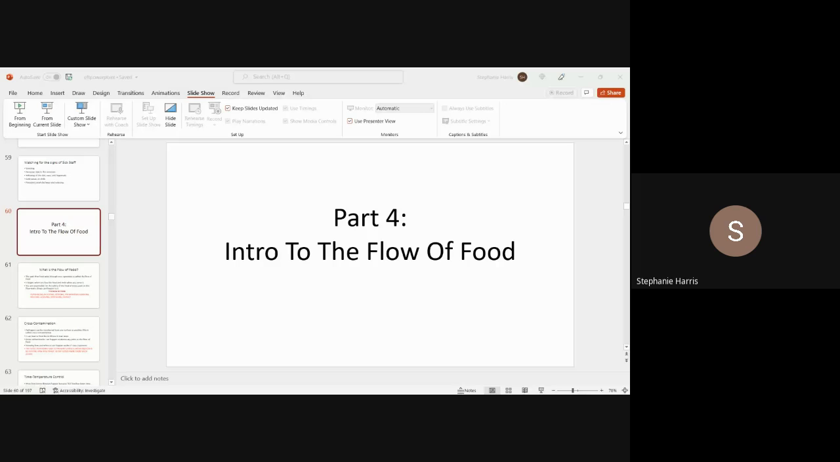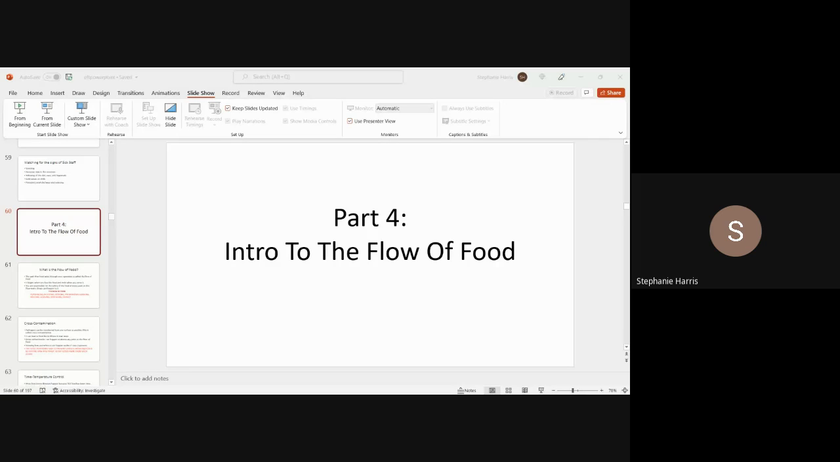The flow of food is as follows: purchasing, receiving, storing, preparation, cooking, holding, cooling, reheating, and serving. You will need to know that for your test.